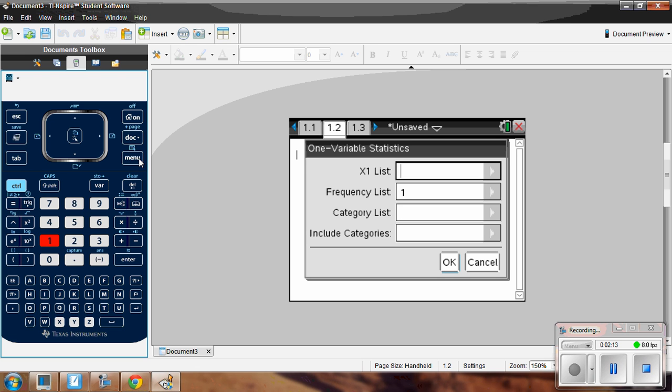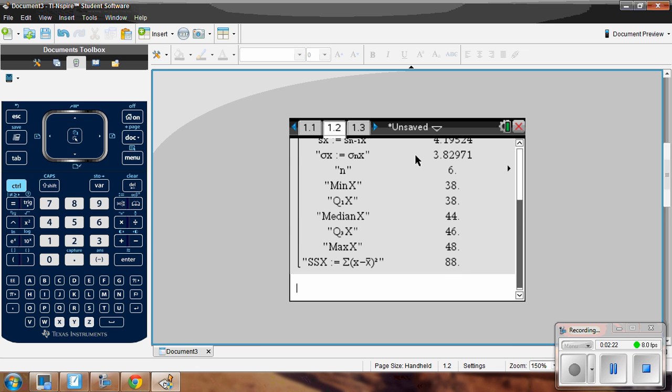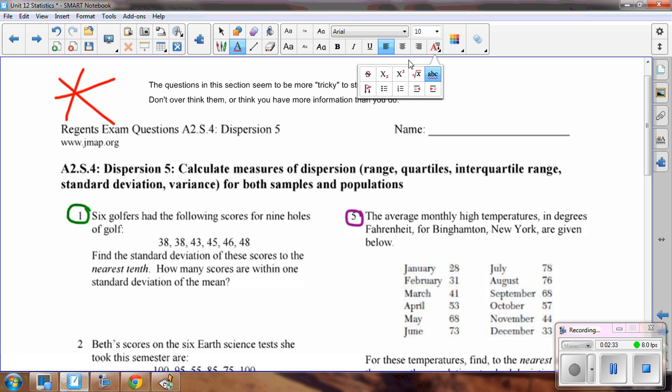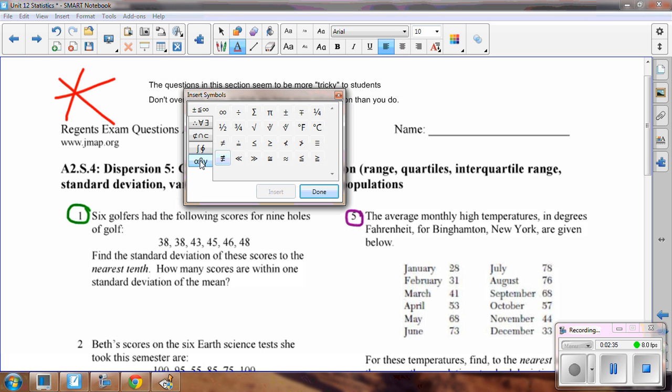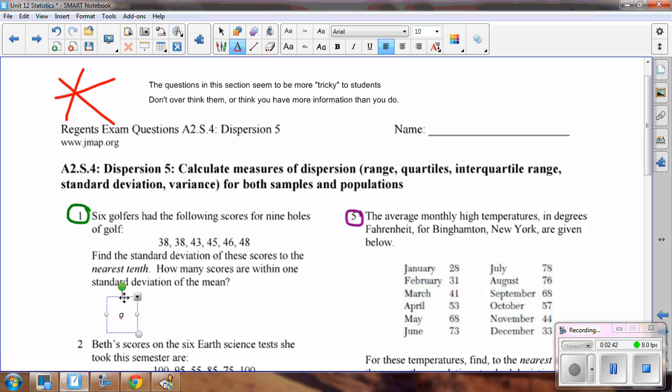We only have one list. I have another list in here, but we're going to do the one that's called data. We only have one frequency for each. So we say OK, and we get our population standard deviation to be 3.83. So let's come back over to our document and put that in. I know that sigma equals 3.83.